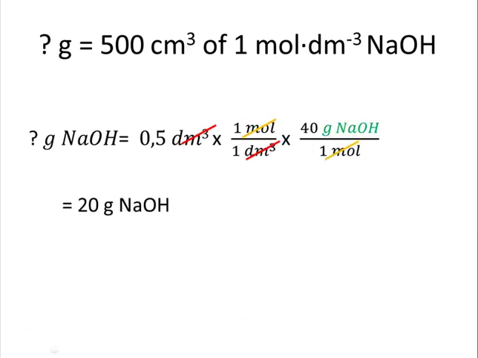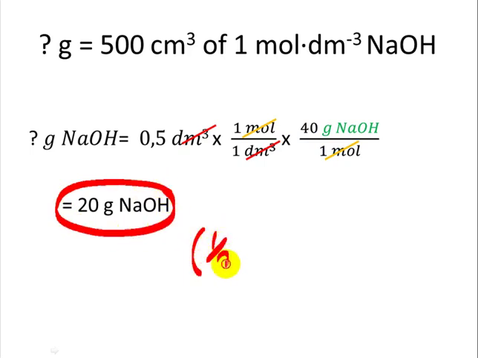Do this calculation and you find the answer to be 20 grams sodium hydroxide, which makes sense if you think back to what I said at the beginning, that we've realized we've got half a mole of sodium hydroxide inside this half a liter of solution, and we know that 40 grams is the mass of 1 mole, and so 20 grams must be the mass of half a mole of sodium hydroxide.